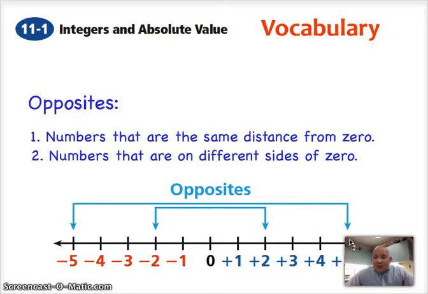And that goes as well for positive 5. 5 is 5 units away from 0. 1, 2, 3, 4, 5. And the negative 5 is also 5 units away from 0. 1, 2, 3, 4, 5.